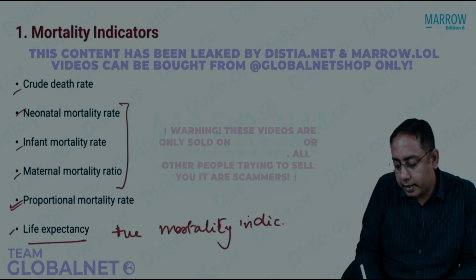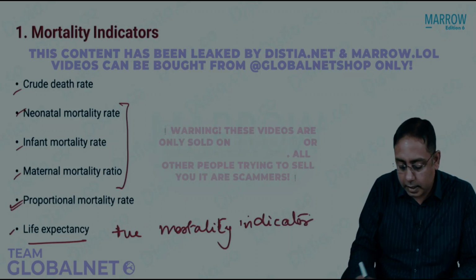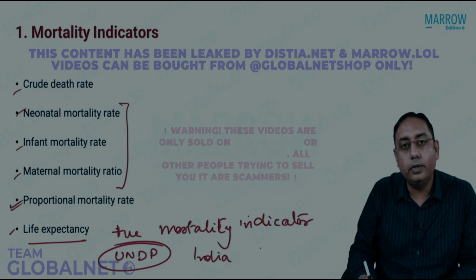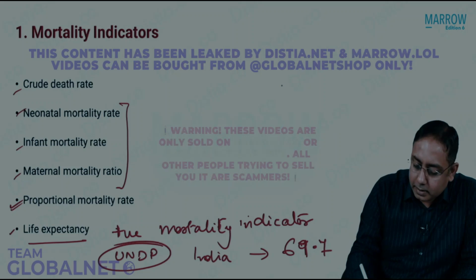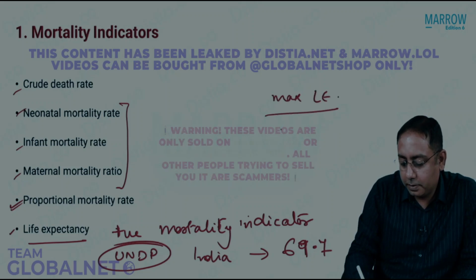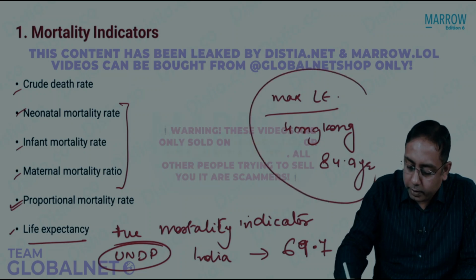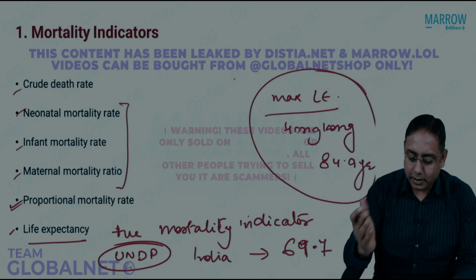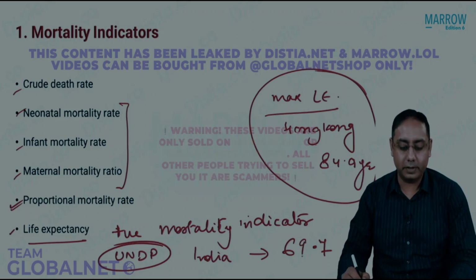Please note that as per the UNDP, the United Nations Development Programme, in the year 2021 the life expectancy for India was recorded to be 69.7 years. The maximum life expectancy has been recorded for Hong Kong, that is 84.9 years. India is hovering somewhere in the middle. The lowest countries would have a life expectancy of around 52 or 53.